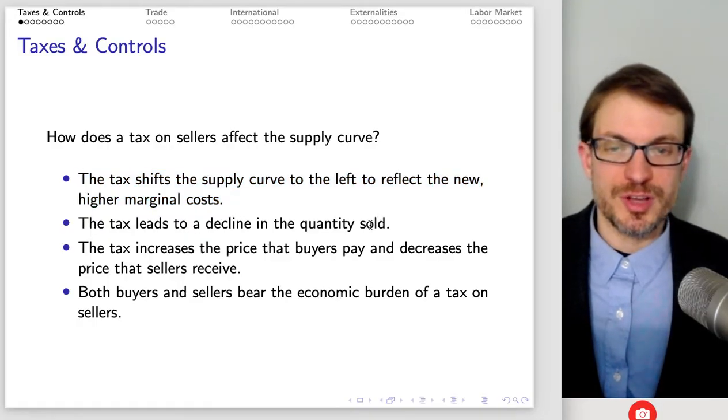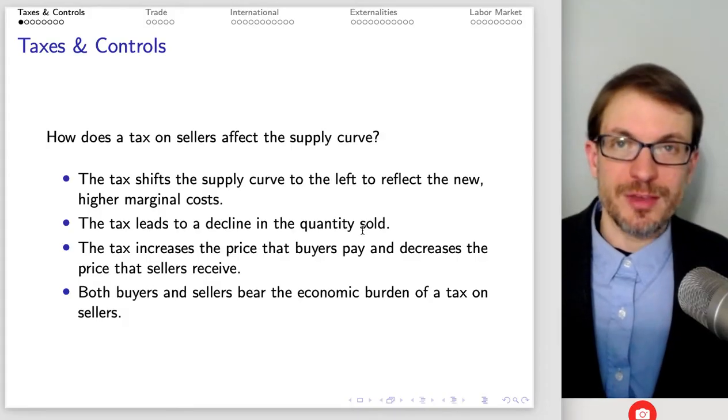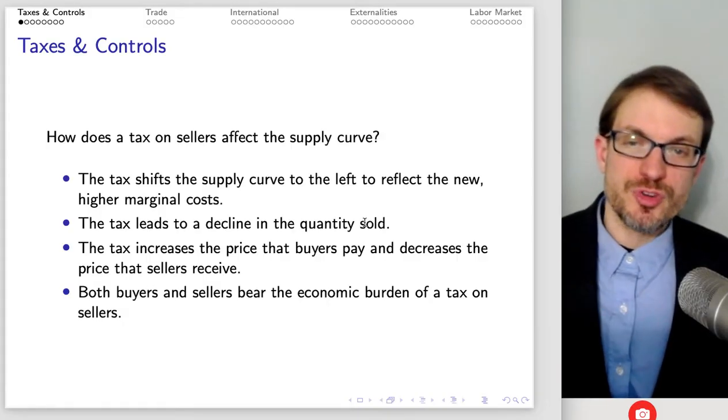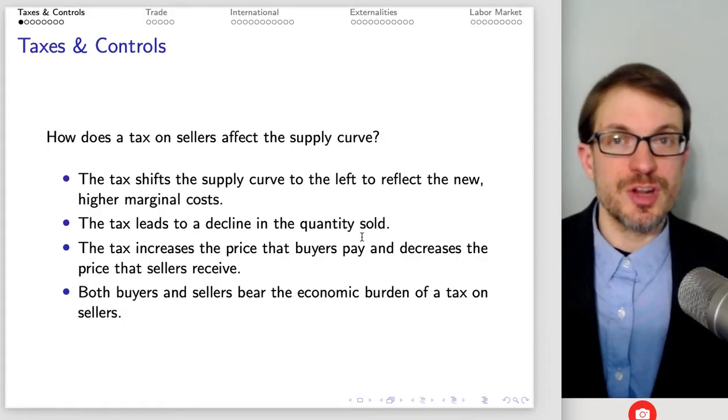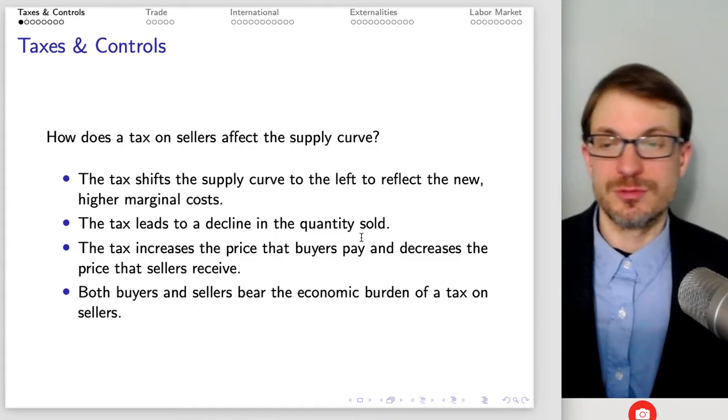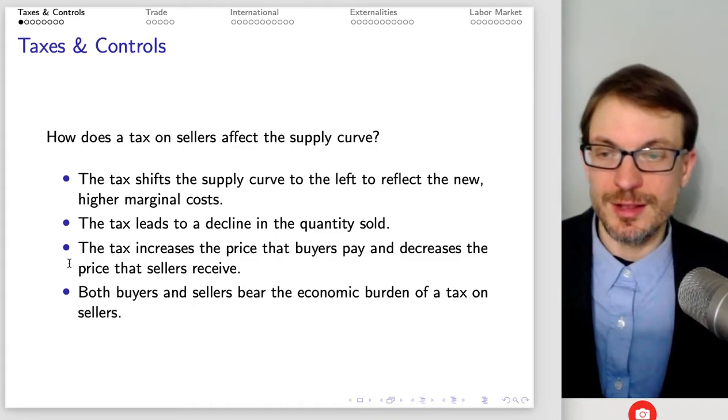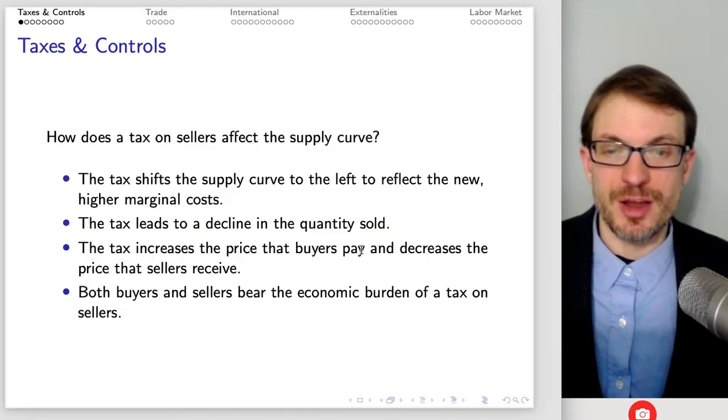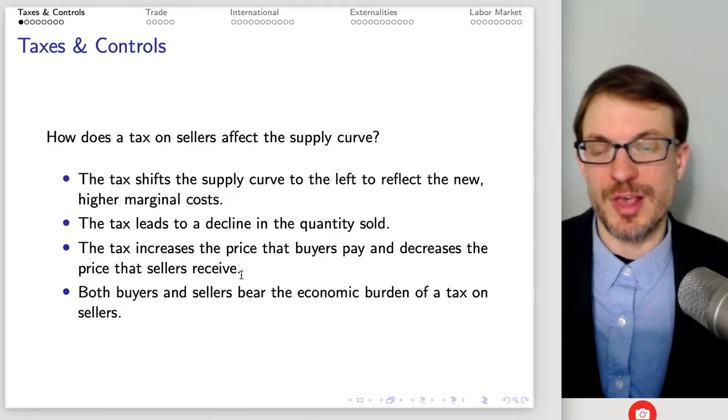The tax leads to a decline in the quantity sold. We'd expect that. If we have this leftward shift of supply, it's going to cross a stationary demand curve at a higher price, which means there's going to be a lower quantity demanded. The tax increases the price that buyers pay. It decreases the price that sellers receive.